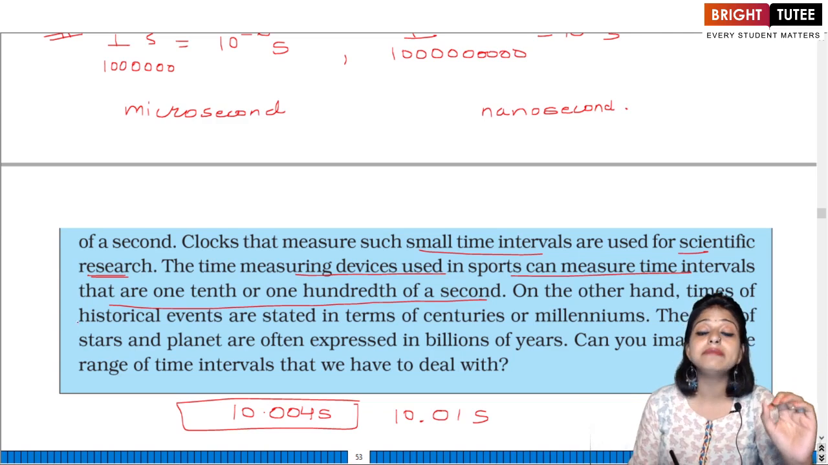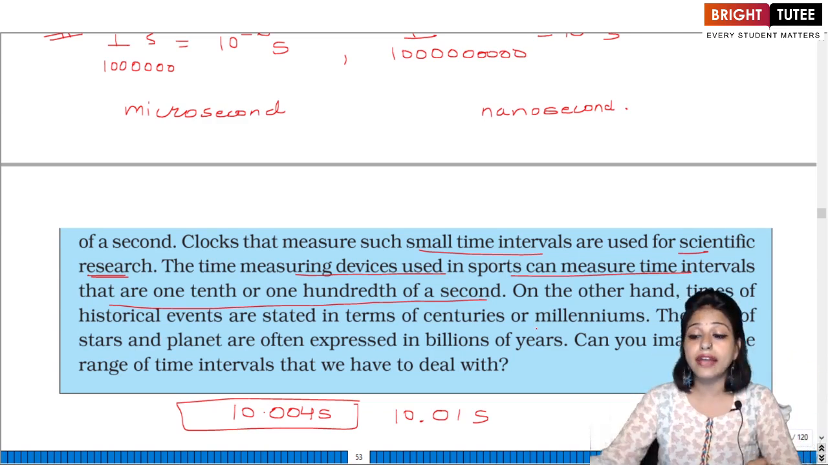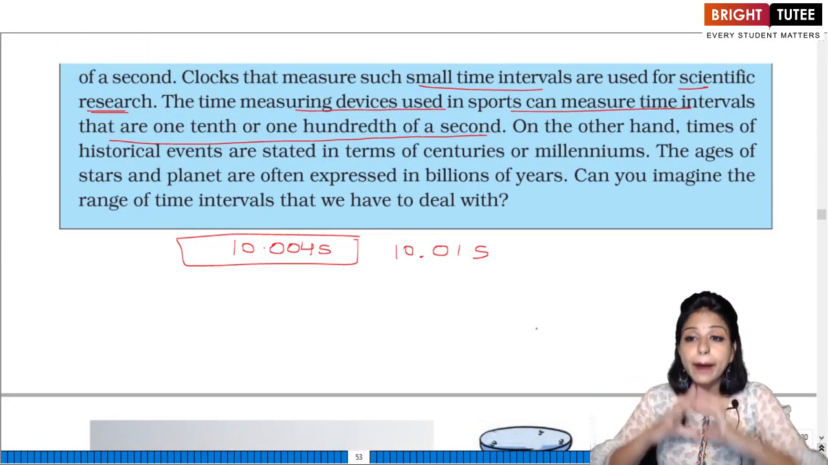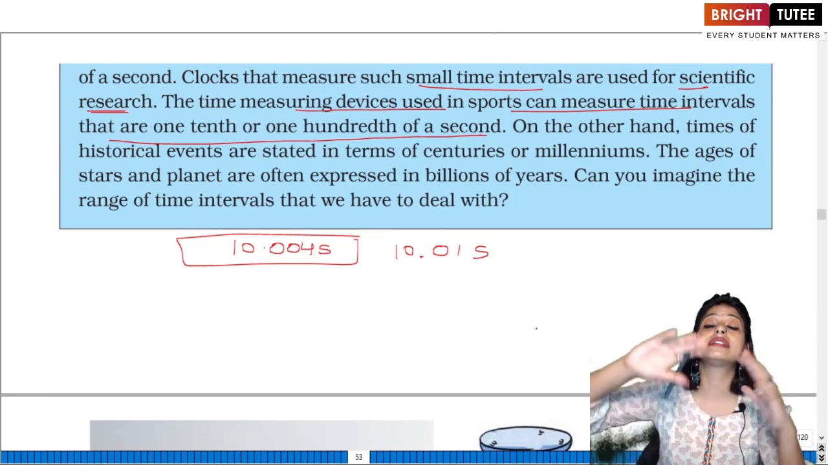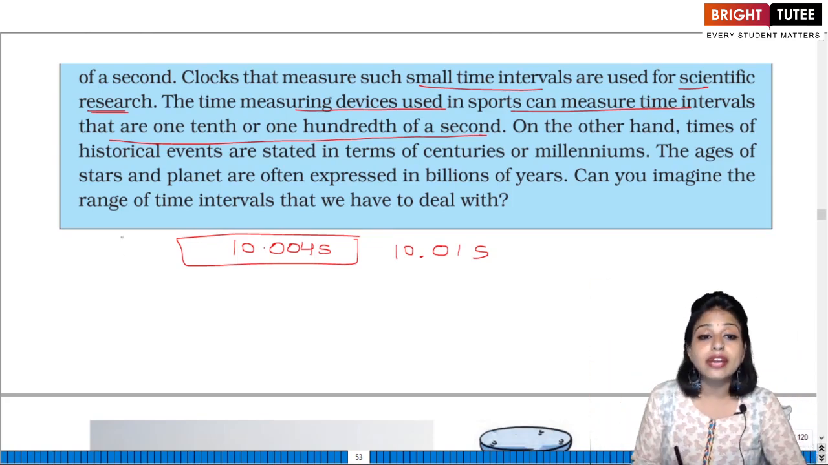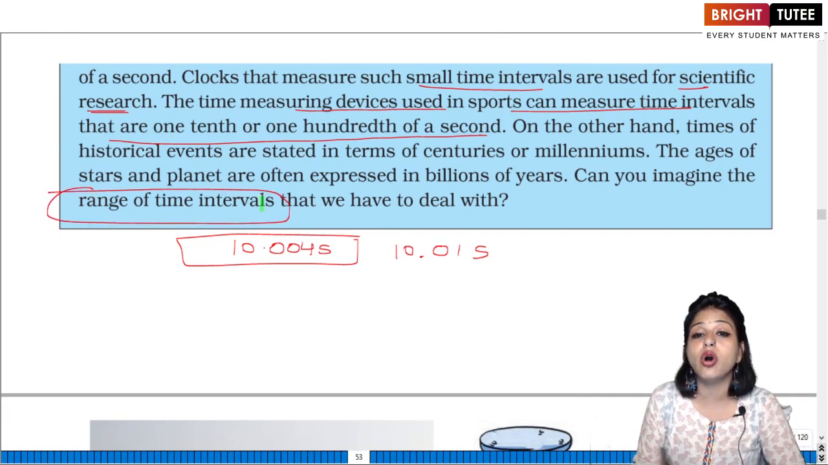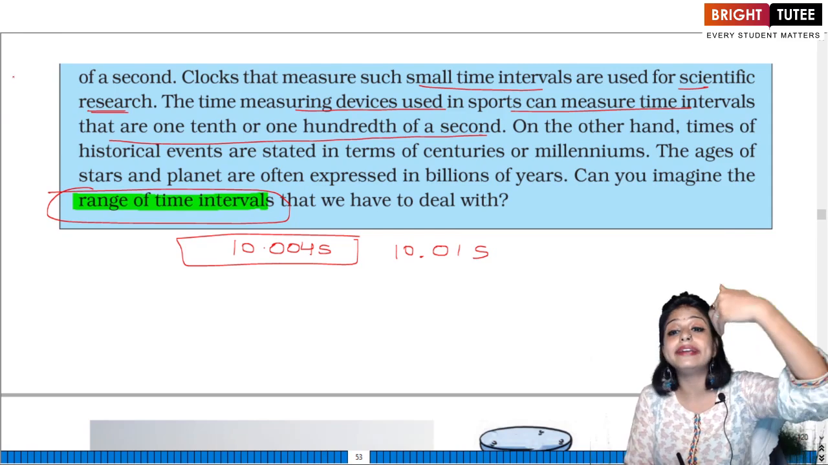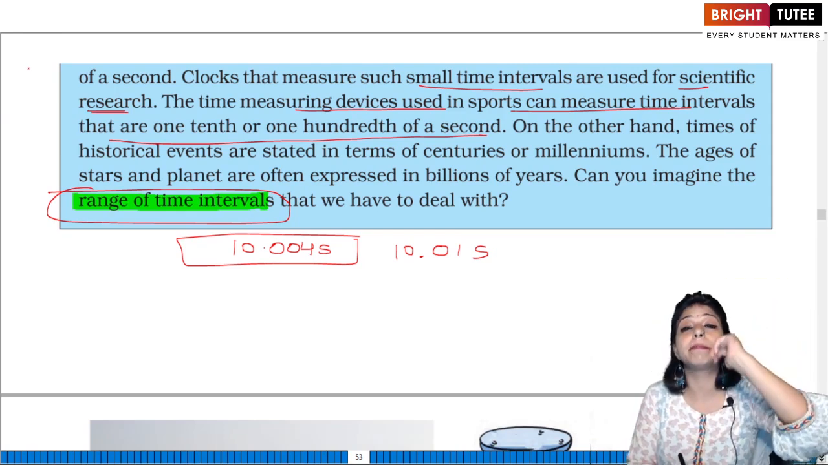On the other hand, times of historical events that are stated in centuries and millenniums are very large. And the ages of stars and planets are even measured in billions of years. We have to imagine what a big range of time intervals there is. When we talk about the range of time intervals, it can go from 1 billionth of a second to billions of years.